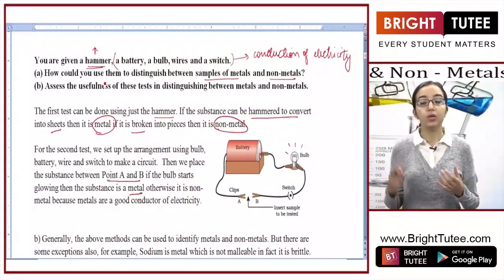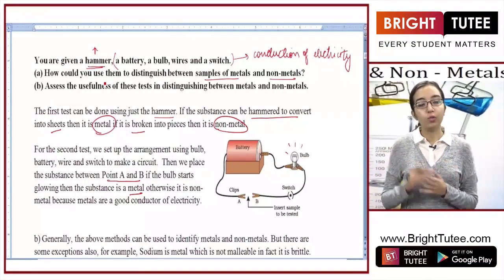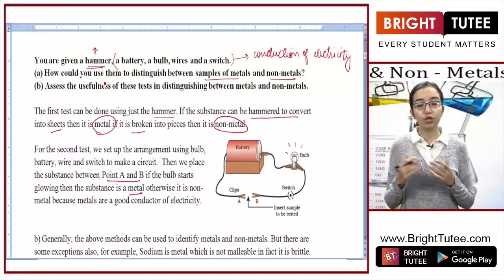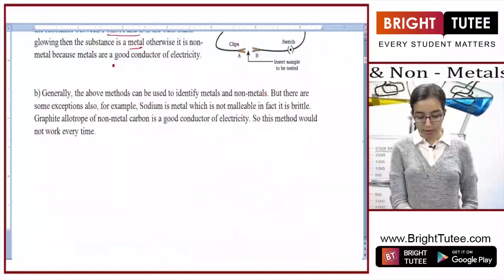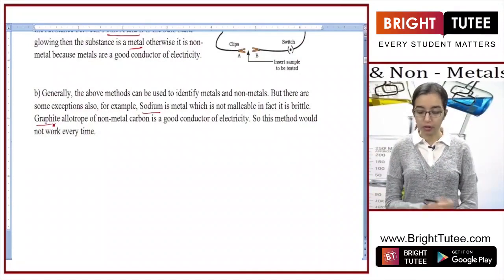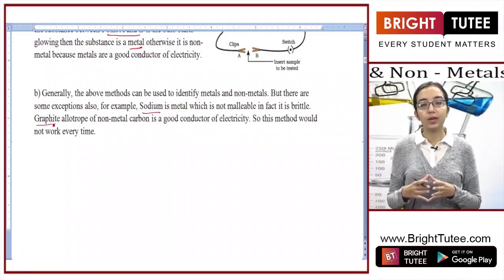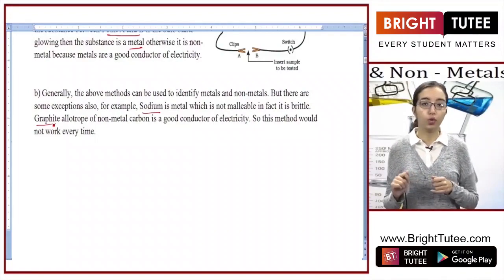In fact, graphite, which is a form of carbon, an allotrope of carbon, is a non-metal which conducts electricity. So there are certain elements that are exceptions to these rules, and that is why this test is not all-inclusive. The exceptions we have are sodium metal, and we also have graphite. There are also other elements which do not follow these simple rules, and that is why it is possible that we may not be able to judge accurately using this test.